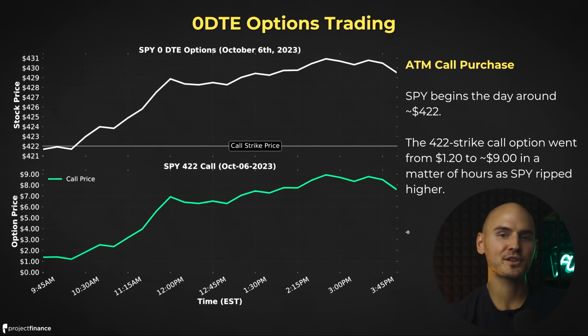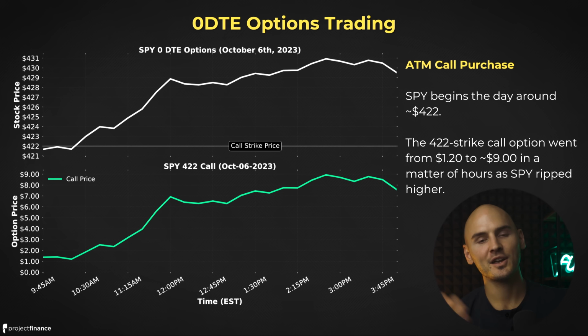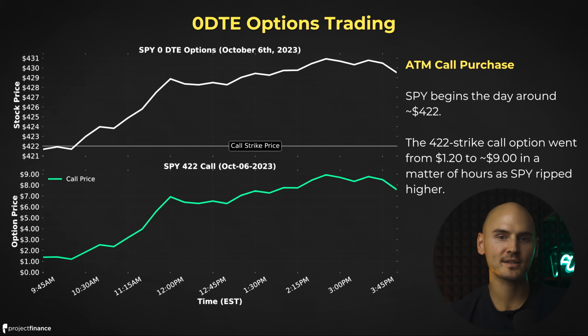So if you're on the right side of the trend with 0 DTE options, you can make a lot of money, but of course, it is not always going to work that way. And even if you bought this contract, you probably would not have held it until that $9 mark. So let's look at another option on this same trading day that saw some serious volatility in its price.